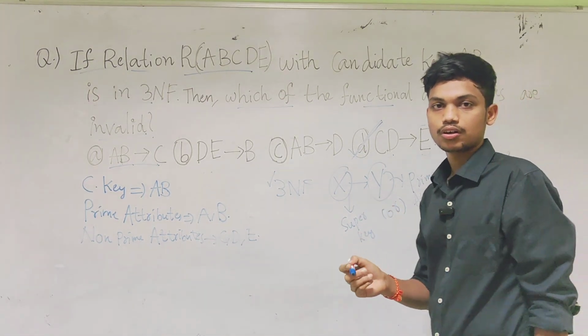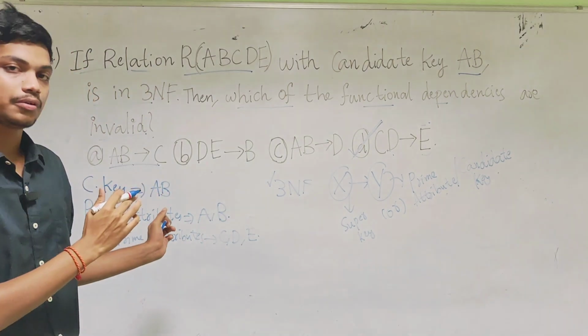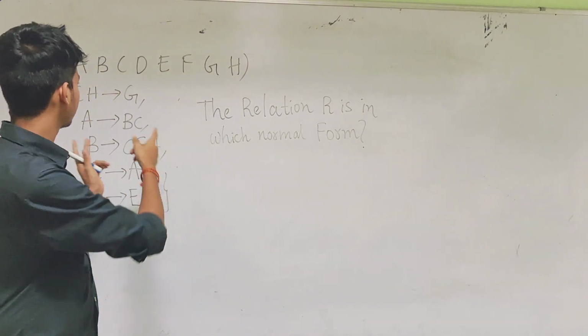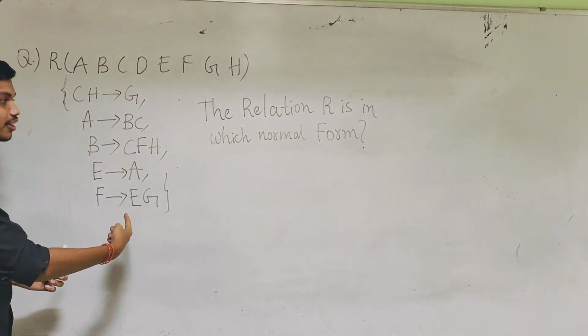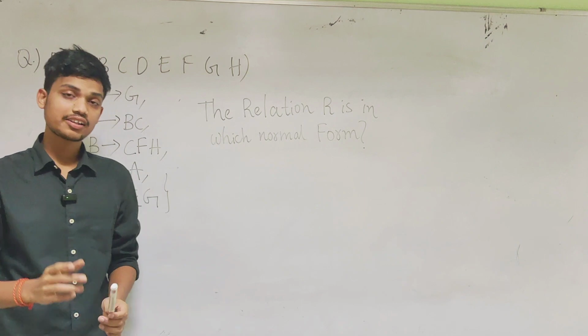Like this you should solve this question. Note it down. Now try to understand this question a bit. Take a look at this question. Functional dependencies are given for a relation. The relation R is in which normal form? This is the question. Try this question.